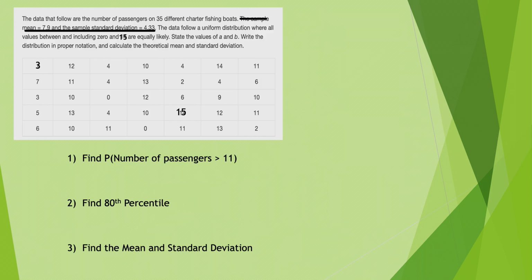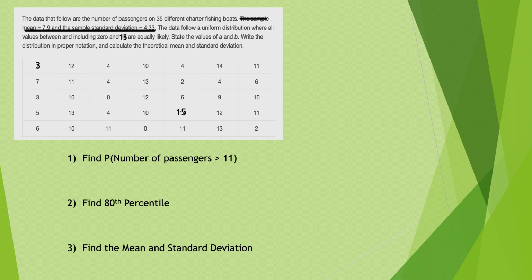Okay, so now the next one up is all about data and so on and so forth. So read through it quickly, do stop and start, I'll get into the answers. The mean and the standard deviation are wrong. We'll get to those in number 3.